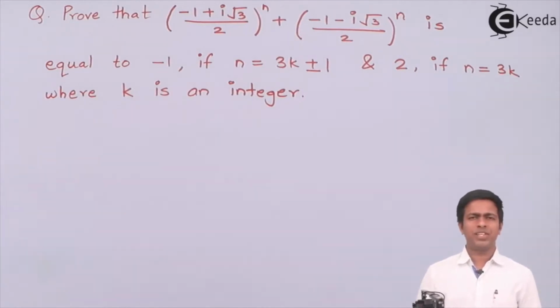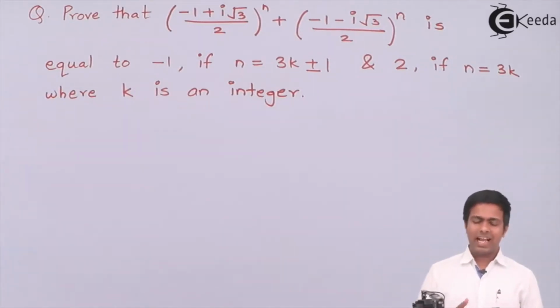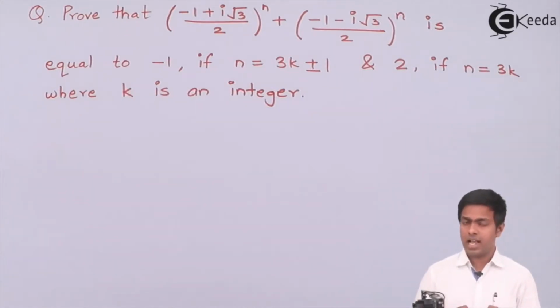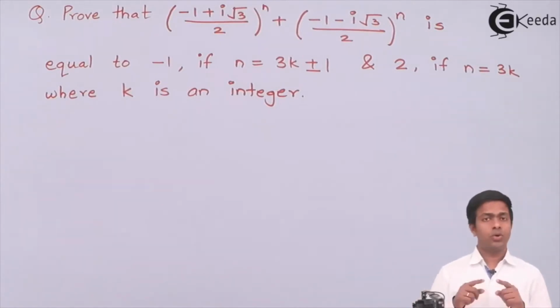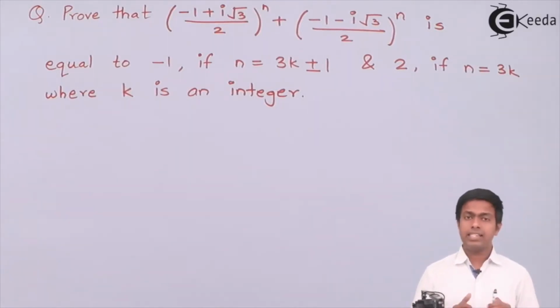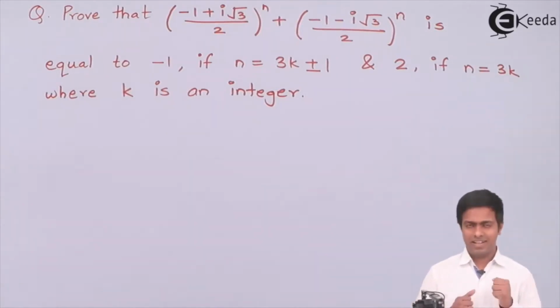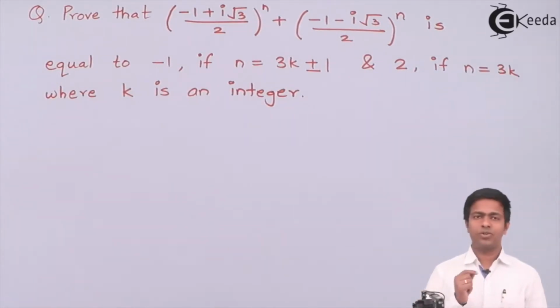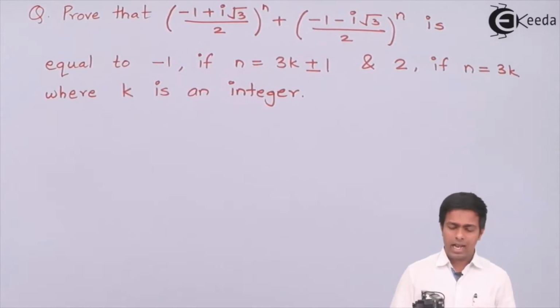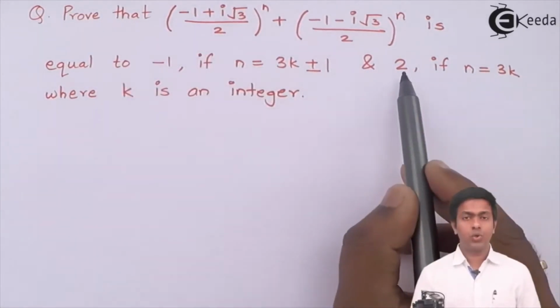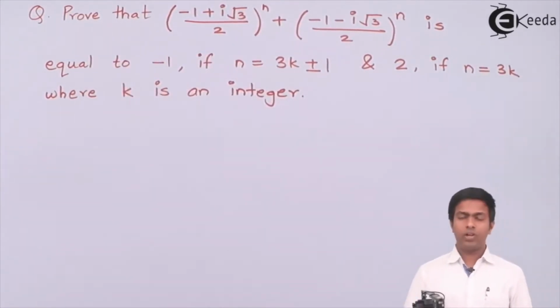Problem on de Moivre's theorem. Here we have to prove that ((-1 + i√3)/2)^n + ((-1 - i√3)/2)^n is equal to -1 if the value of n equals 3k plus or minus 1, and its value is equal to 2 if n equals 3k.